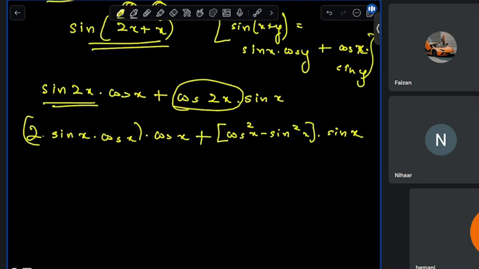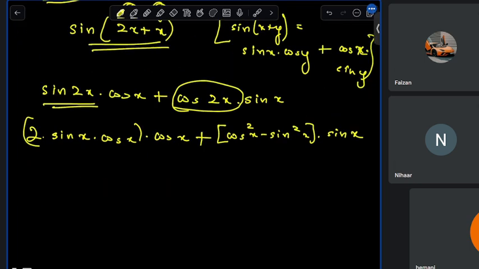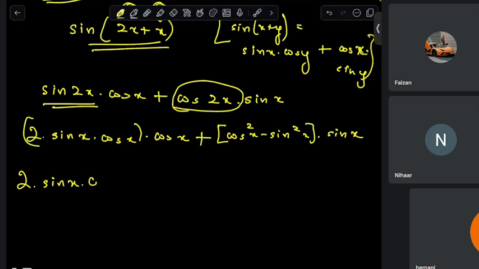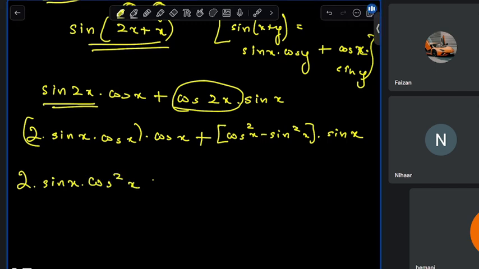Now there are 2 parts to your answer at this point of time, correct? First part, simplified. So 2 remains. Sin x remains. Cos x into cos x is cos square x. Plus as it is. Now this cos square x multiplied with sin x becomes cos square x dot sin x. Now plus into minus gives you a minus. Sin square x into sin x gives you sin cube x. Got that?